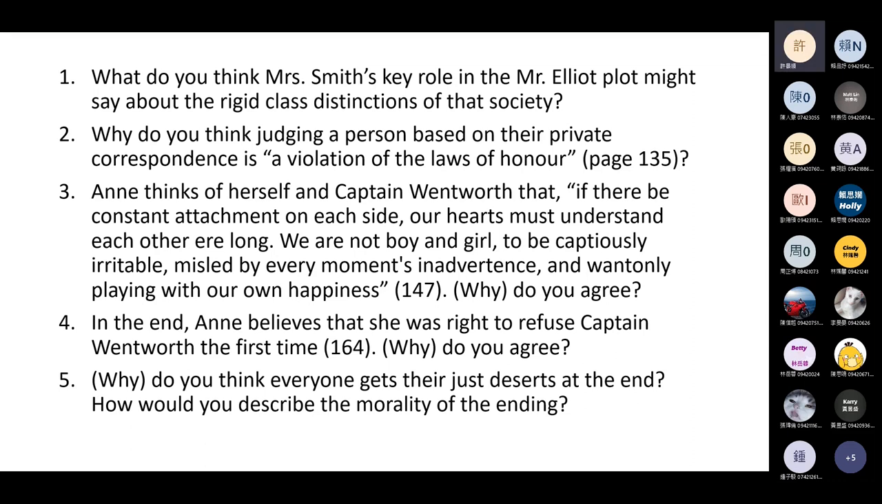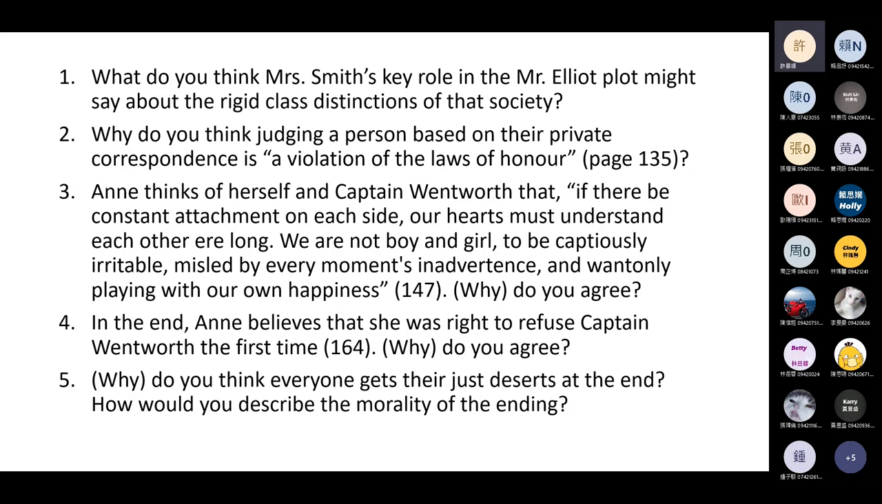Question 4. In the end, Anne believes that she was right to refuse Captain Wentworth the first time. Do you agree? Why or why not? 5. Do you think everyone gets their just desserts at the end? Why or why not? How would you describe the morality of the ending?